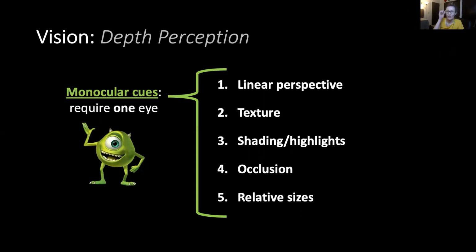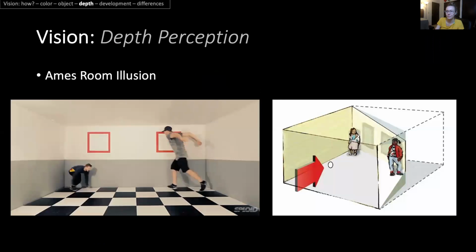So just to kind of break those down, there are 5 different cues that are all monocular. They only require one eye, just prior experience about how objects typically look in depth. But these cues, monocular cues, are not enough. We could still get tricked by depth. And I'm going to show you a couple illusions that do that.